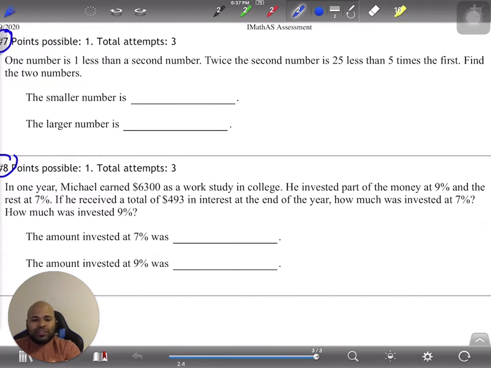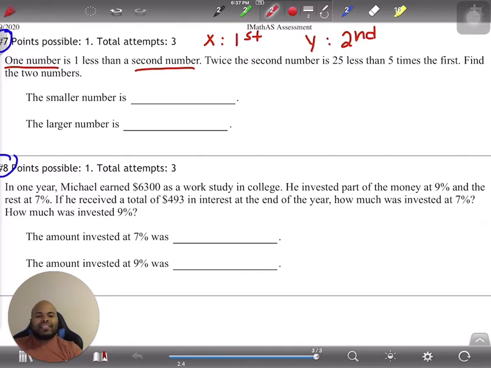So you have that one number is less than a second number. We're going to be talking about 2 different numbers here. So we're going to call the first number x. So this is the first number. Make sure that you define every variable. Y, I'm going to call it the second number. Okay, so x is my first number. Y is going to be my second number.